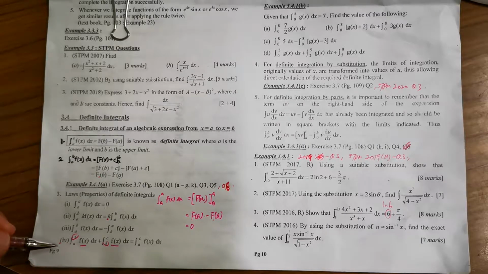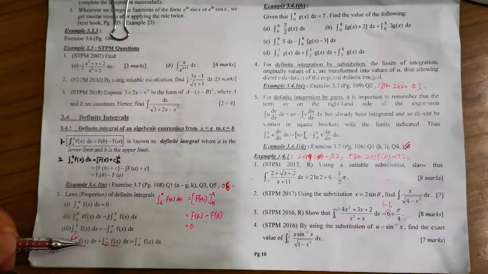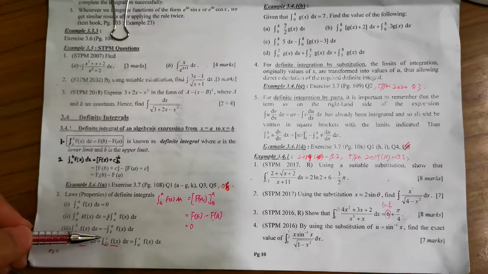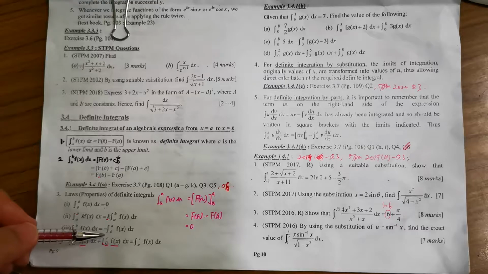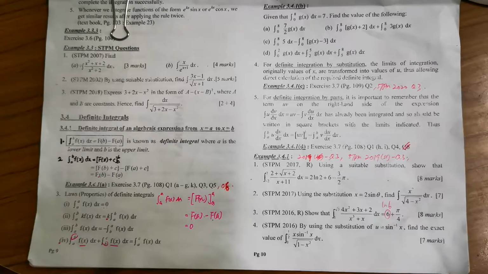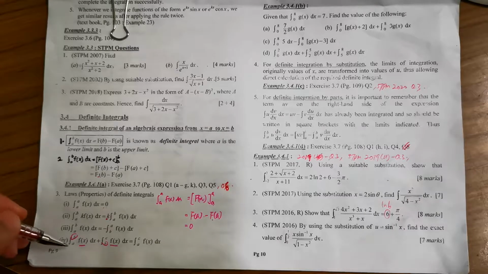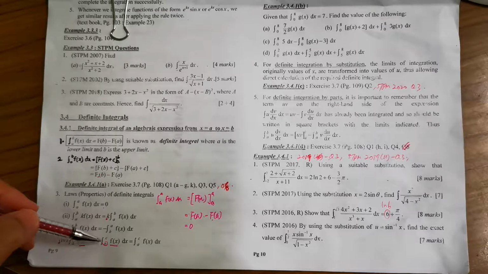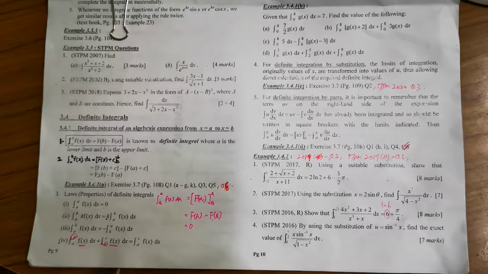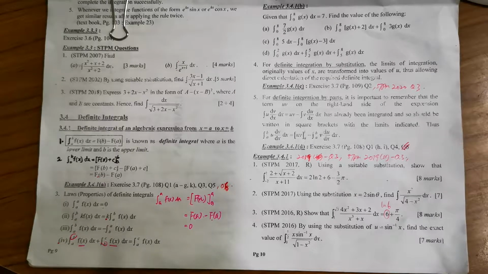The fourth one: when we integrate f(x) from a to b plus integrate f(x) from b to c, we can combine them, but with the condition that both integrands must be the same. This one is from a to b, then continues from b to c. So we can just combine them, same as integrate f(x) dx from a directly to c.